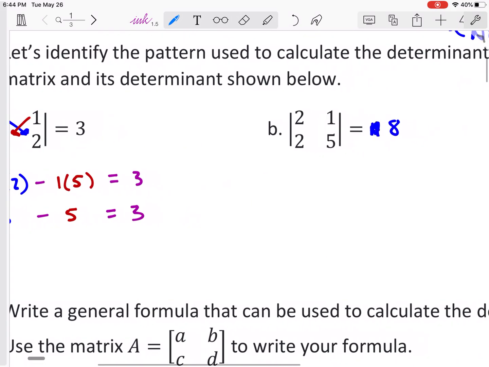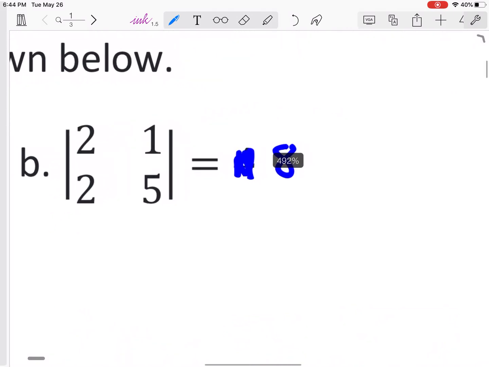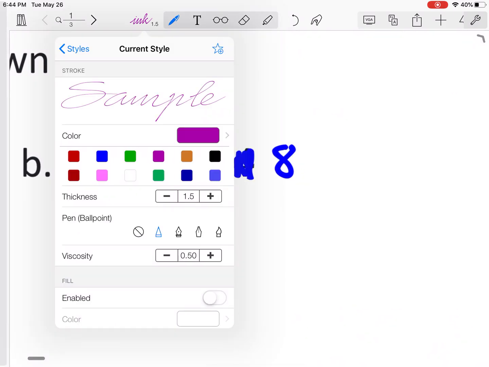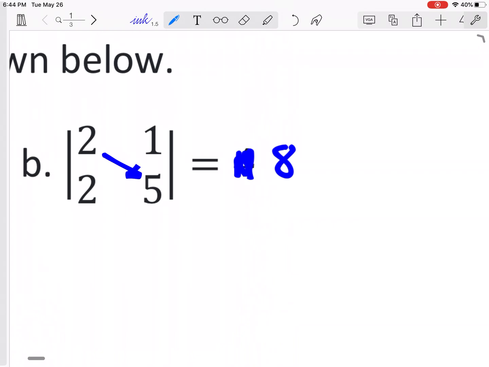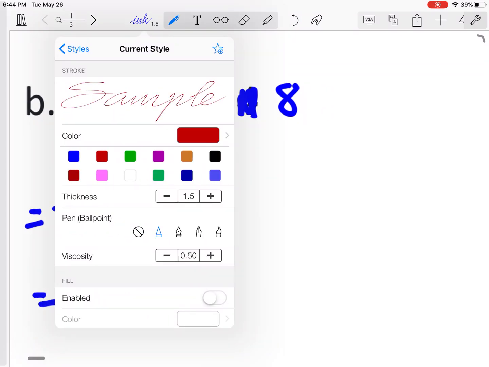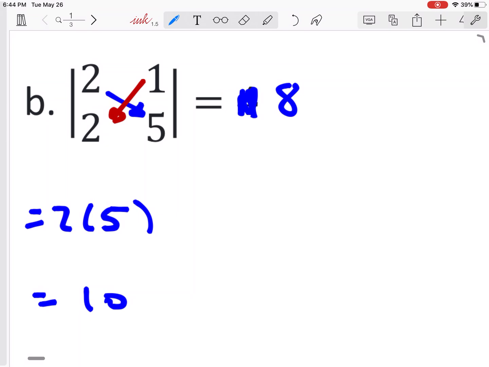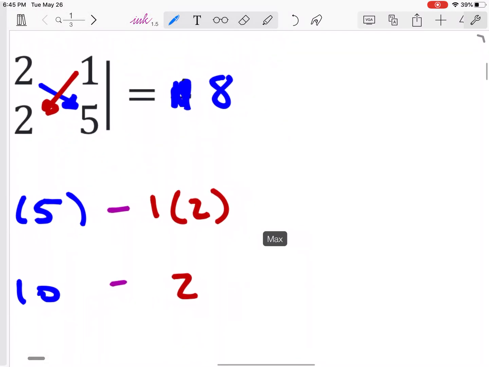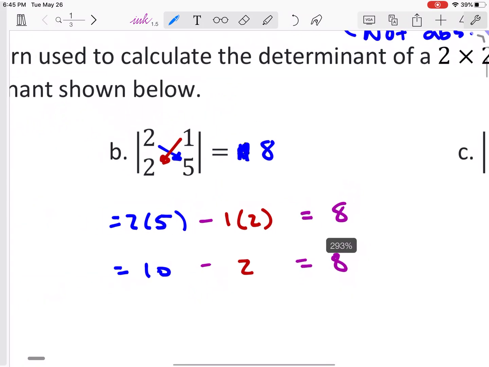Well, let's see if that held up in the other ones. Maybe you saw this too. It seems like I'm multiplying 2 times 5, which will give me 10. Along the other diagonal here, multiplying 1 times 2 gives me 2. And if I subtract these values, it gives me the 8 that I wanted.